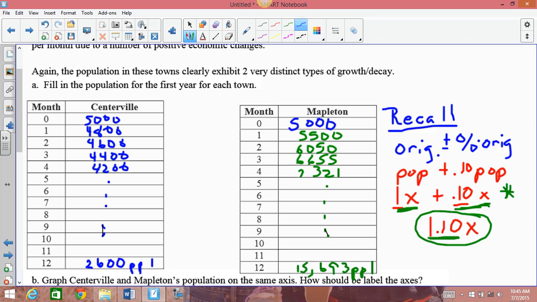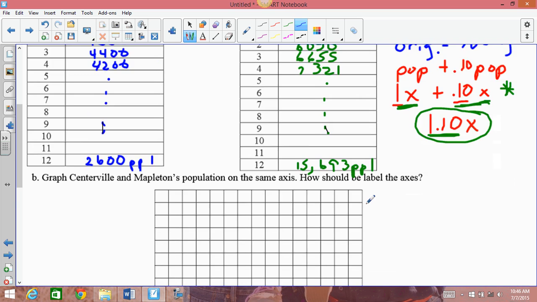Right away, you should be seeing, okay, this is decreasing by 200 people every consecutive month, whereas over here I'm increasing by 10% each time, which is the difference between linear versus exponential.